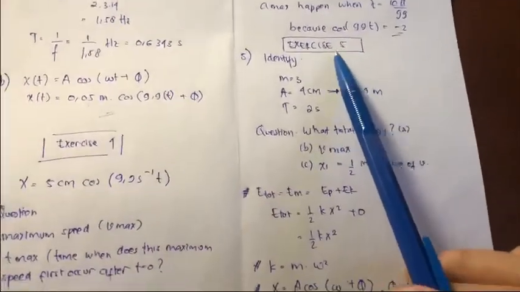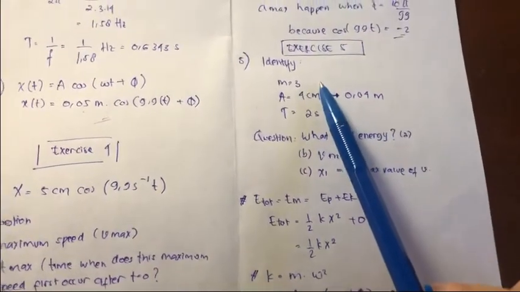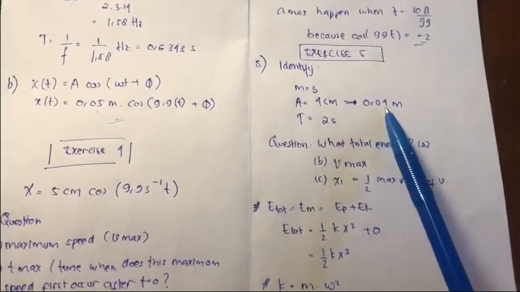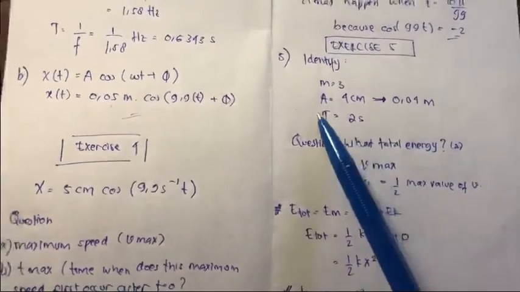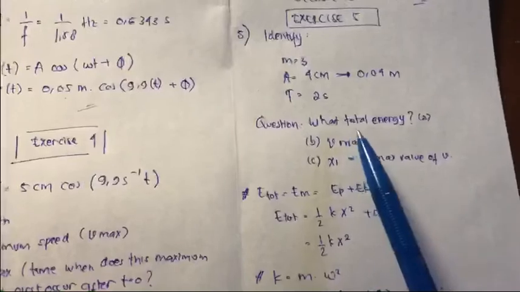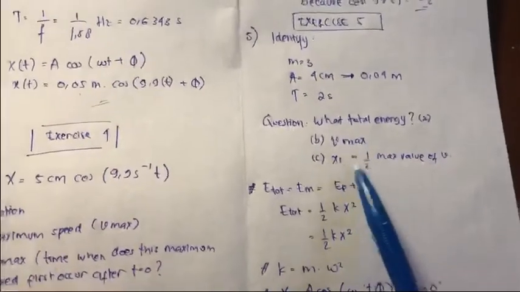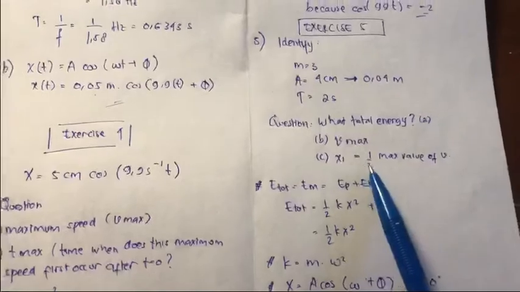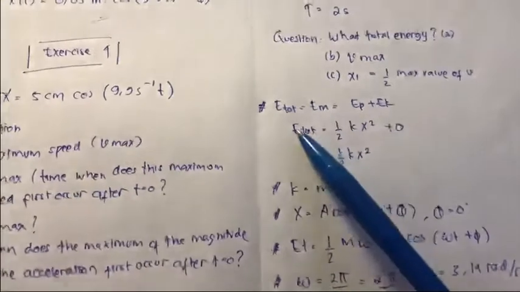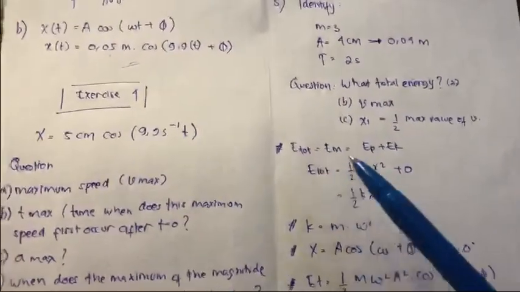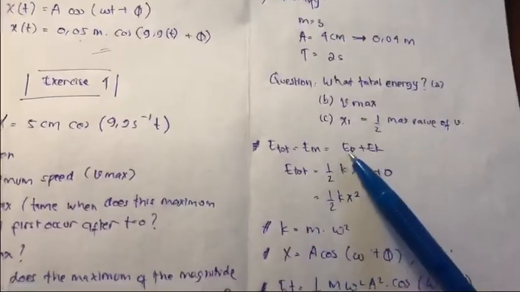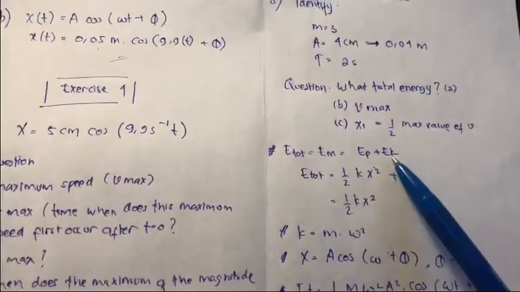And the fifth exercise: identify mass is 3 and amplitude is 0.054 meter, the period is 2 seconds, and the question is what is the total energy, Vmax, and x1 at half the max value of V. The total energy is the same as mechanical energy, potential energy plus kinetic energy.